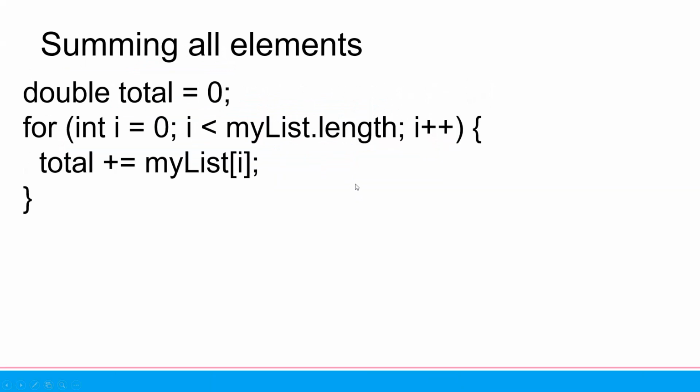Let's say I want to sum all the elements of the array. Then I can prepare one variable that is total, and for every element, it will be added into the variable total. So total plus equal my list i. It will always be added into this variable total.